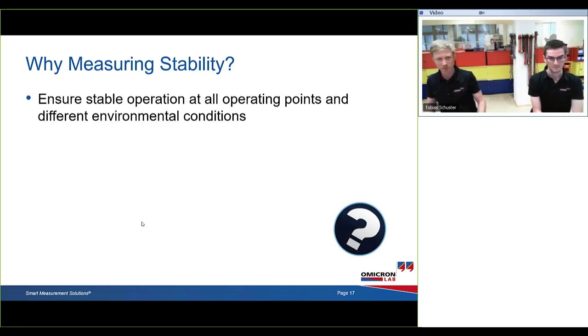Why should one measure the stability? Of course, to ensure stable operation at all operating points and at different environmental conditions. So minimum input voltage and maximum load, and minimum load and maximum input voltage. So all these combinations. And then, of course, if there is a lot of temperature range, also at very low temperature, at very high temperature, or whatever, because the components can change.